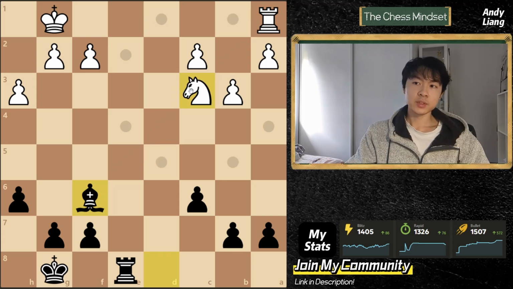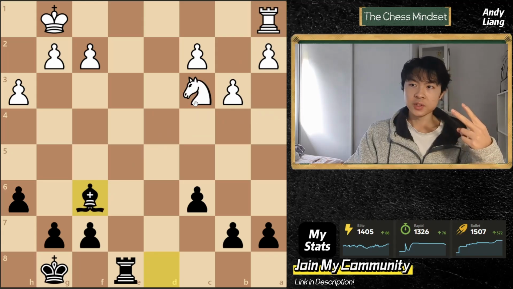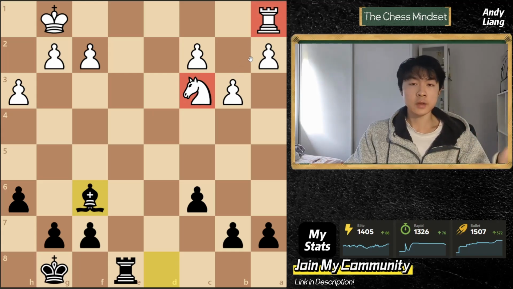So if they move the knight anywhere, let's just say to a4, then they're going to drop the rook and we're gonna win the game. But second of all, this knight is actually undefended, so there is no way to actually save both pieces. Whichever one they move, we're gonna end up winning the other one.